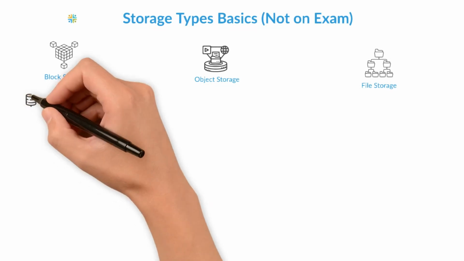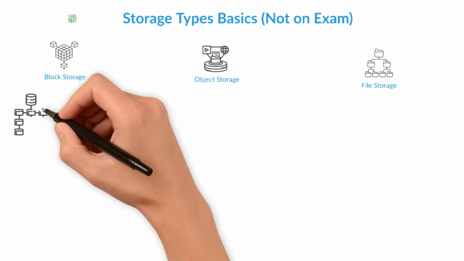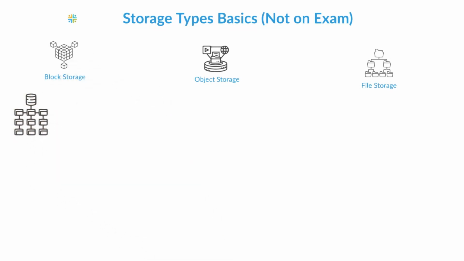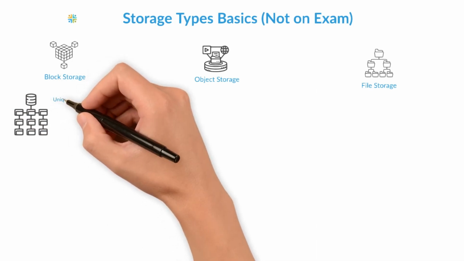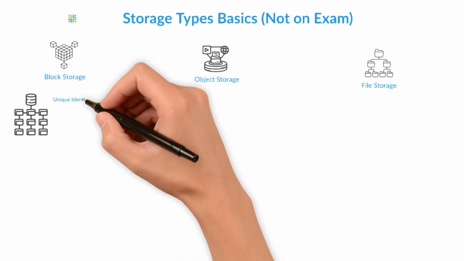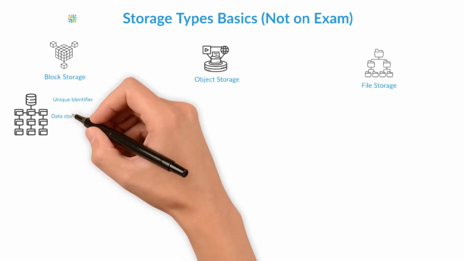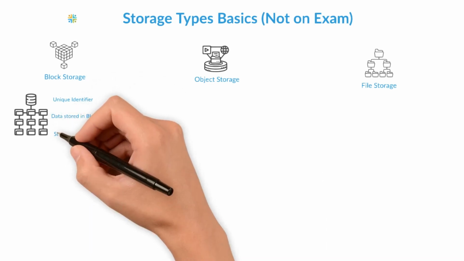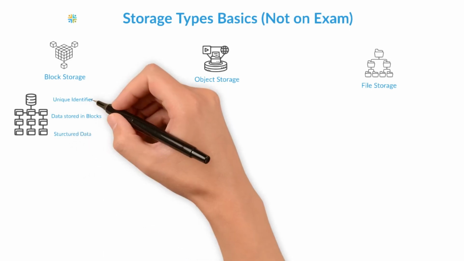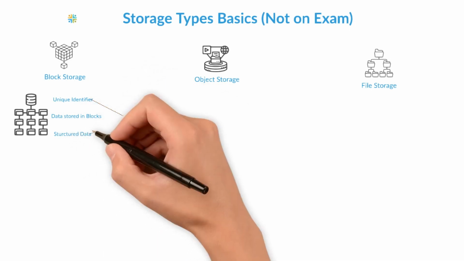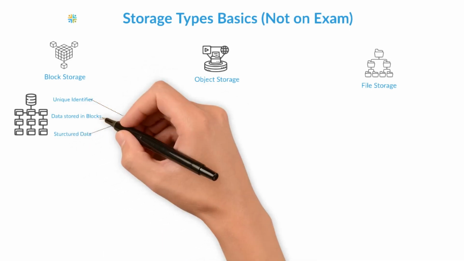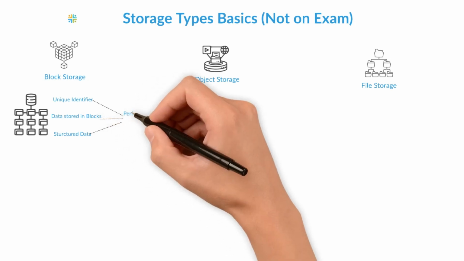The way block storage works is that the system chops data into blocks and adds a unique identifier to each block. This allows them to be stored locally or close together. It is ideal for structured data. Block storage is used for high performance and low latency data retrieval applications.